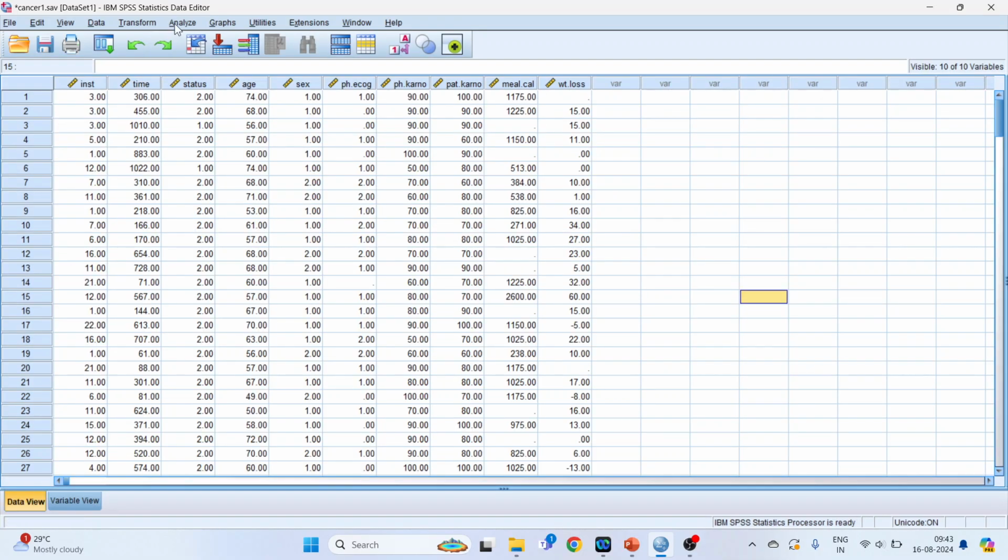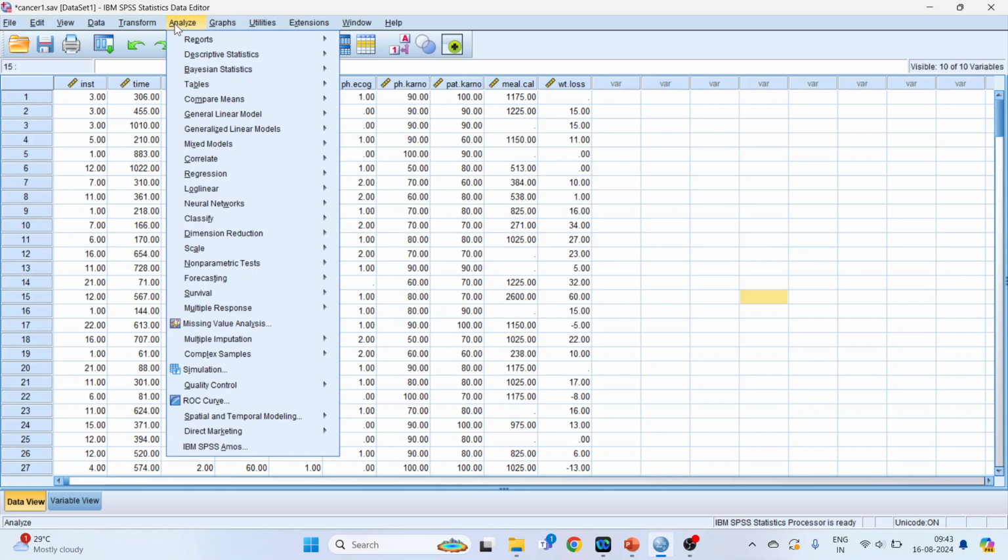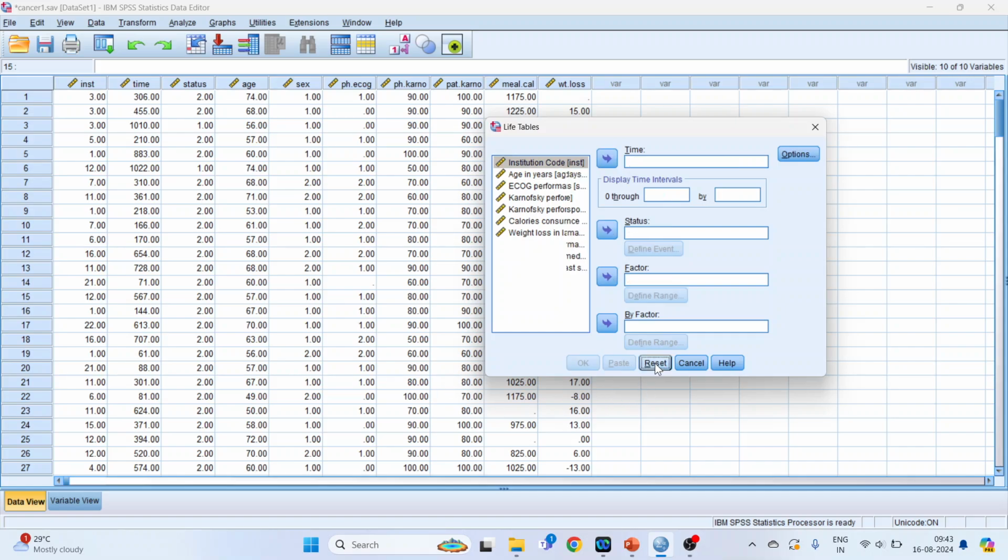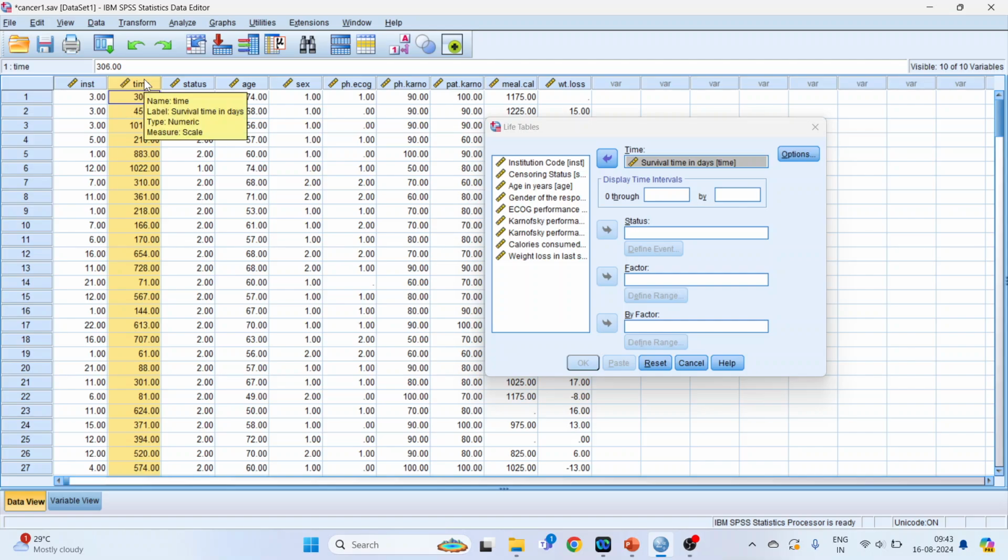Now we will go to Analyze, Survival, Life Tables. Now transfer survival time in days into time. The maximum time in this is the study window. We started from 0 and the end was 1100, and we want to report on the basis of every 100 days, an increment of 100.